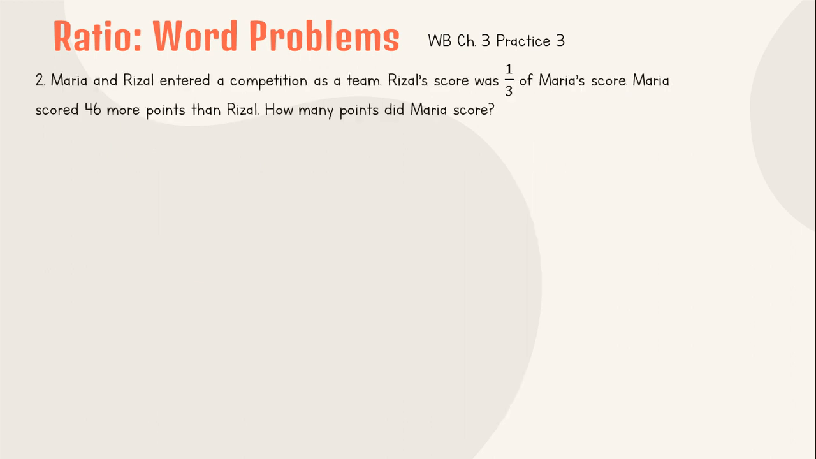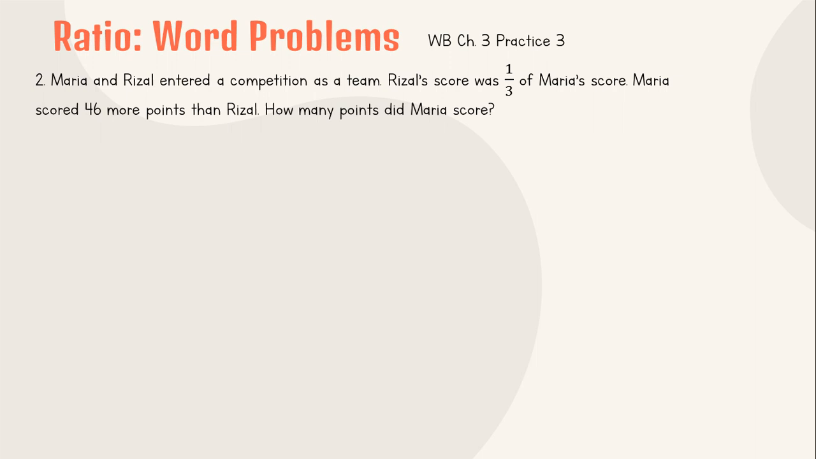Number 2. Maria and Rizal entered a competition as a team. Rizal's score was 1 per 3 of Maria's score. Maria scored 46 more points than Rizal. How many points did Maria score? Now my question before we go to this is, did Maria score 46?